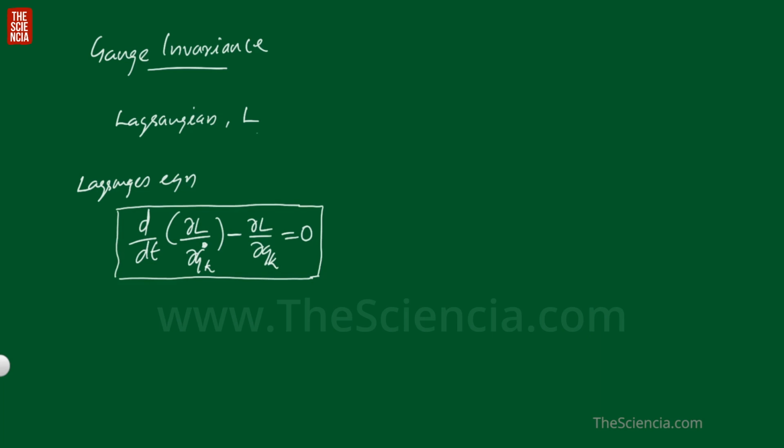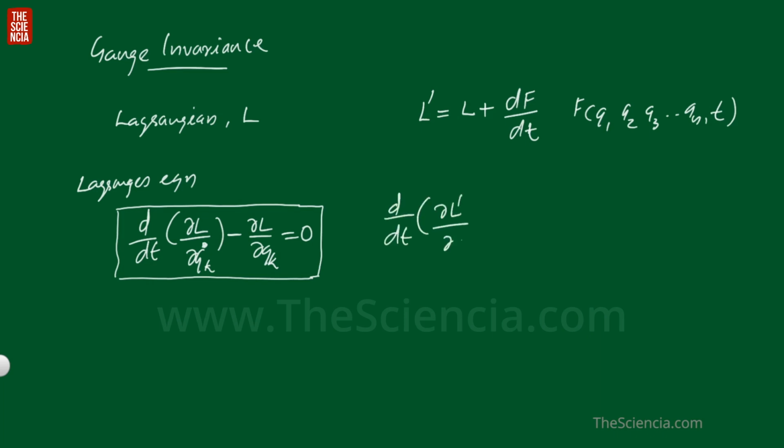Now I am modifying my Lagrangian with a term. With my Lagrangian I am adding a term, df by dt, where f is a function of q1, q2, q3, etc., qn and t. Then my Lagrangian will be L prime. Now I am going to substitute this L prime in the position of L. That is, I get d by dt of dou L prime by dou qk dot minus dou L prime by dou qk equal to.